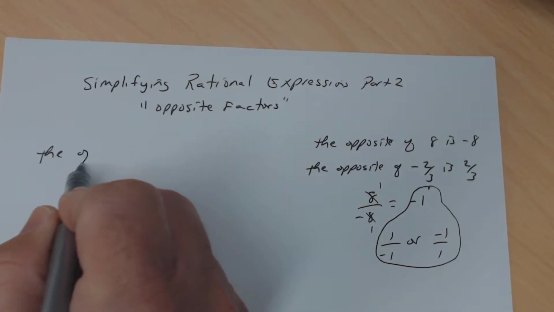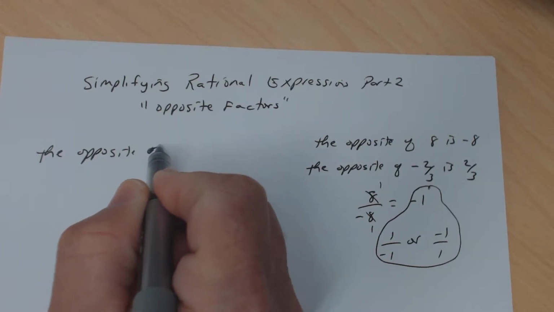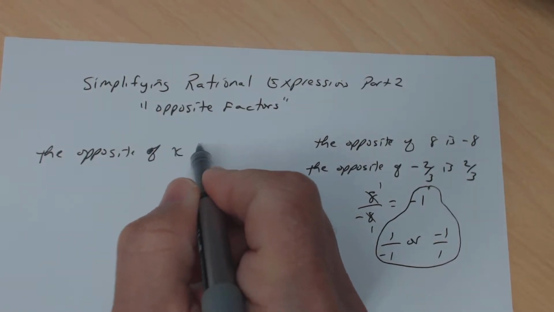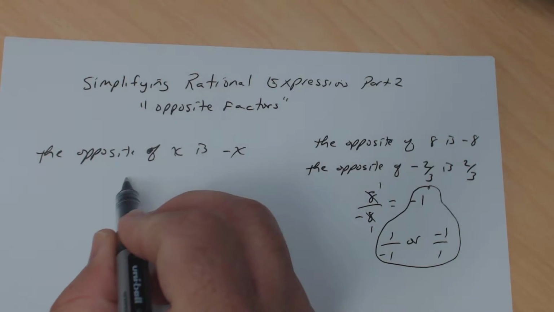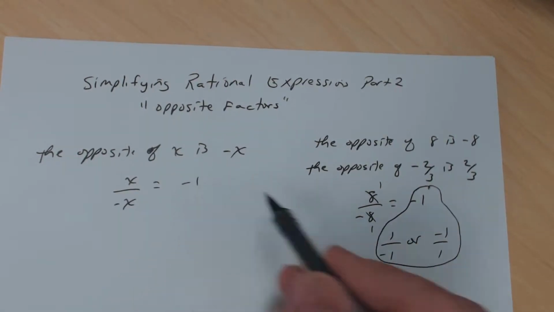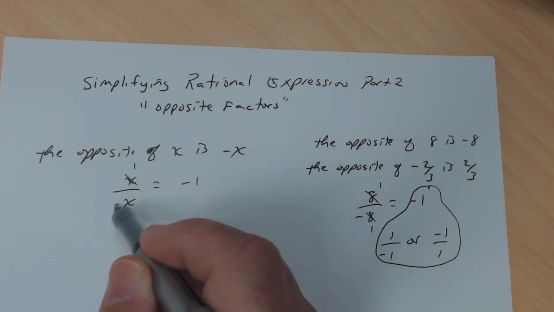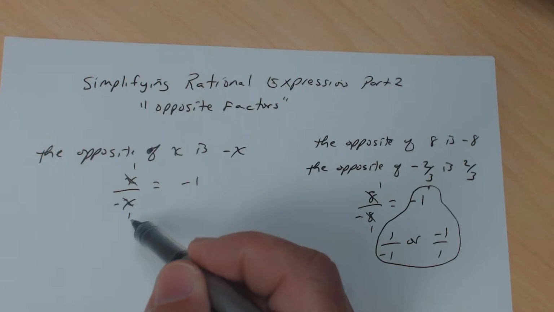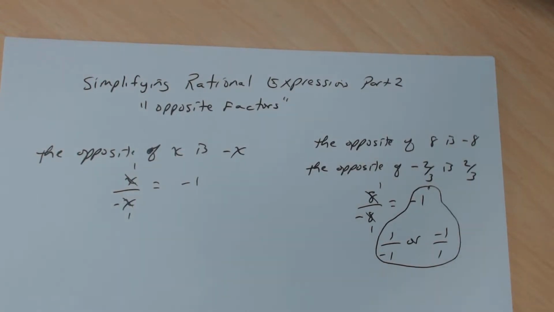The opposite of x is negative x. The opposite of x is negative x. So again, if I look at the quotient, x divided by negative x, I get a negative 1. Because x divided by x is 1, negative x divided by x is a negative 1. And 1 divided by negative 1 is a negative 1.